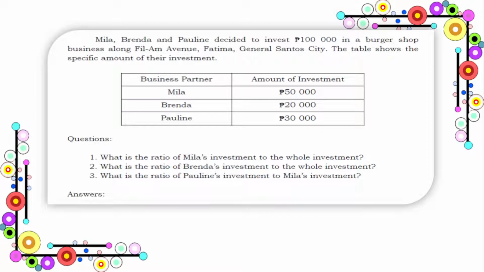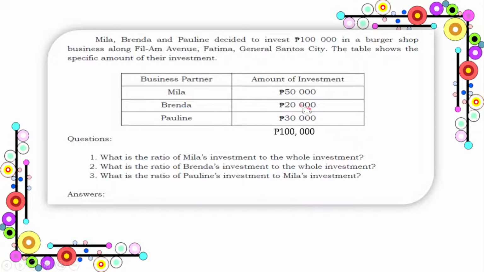So, I have here an example problem. Mila, Brenda, and Pauline decided to invest 100,000 in a burger shop business along Philam Avenue, Fatima General, Santos City. So the table shows the specific amount of their investment. So you can see here that Mila invested 50,000, Brenda 20,000, and Pauline 30,000. So I have here some questions. So before we answer those questions, let us total this investment. So we have 50 plus 20 plus 30. So the total investment is 100,000.